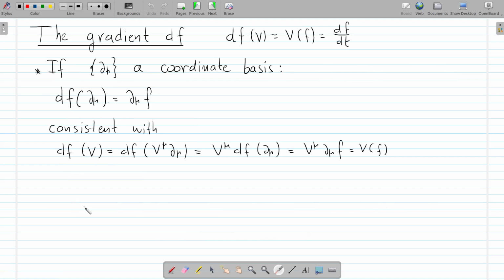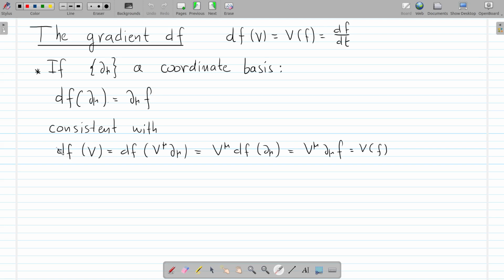If we choose a coordinate system and consider the coordinate basis that derives from it, d mu, then we can compute the action of the gradient of f on one of those vectors in the basis. So by definition, this is the action of d mu on f, which we have already computed in the previous lecture to be given by the partial derivative of f with respect to x mu.